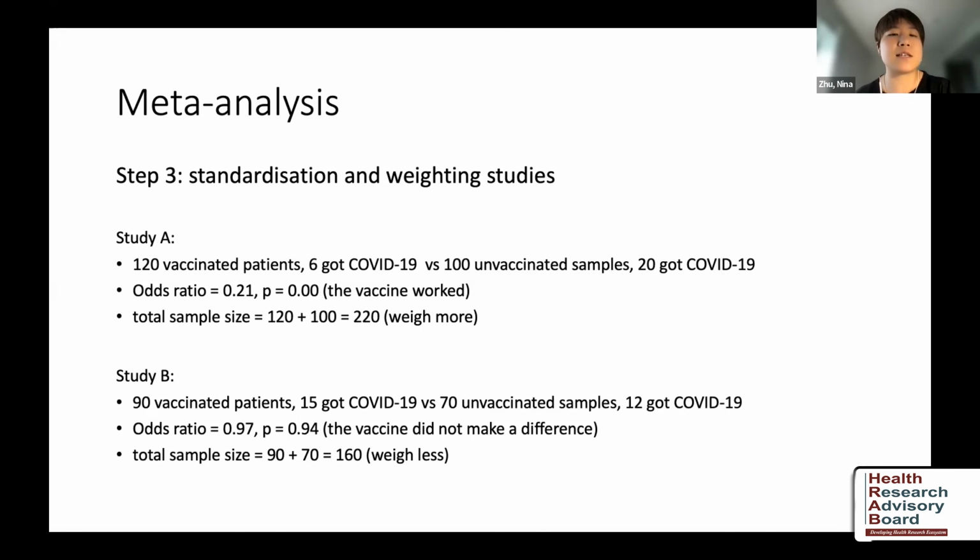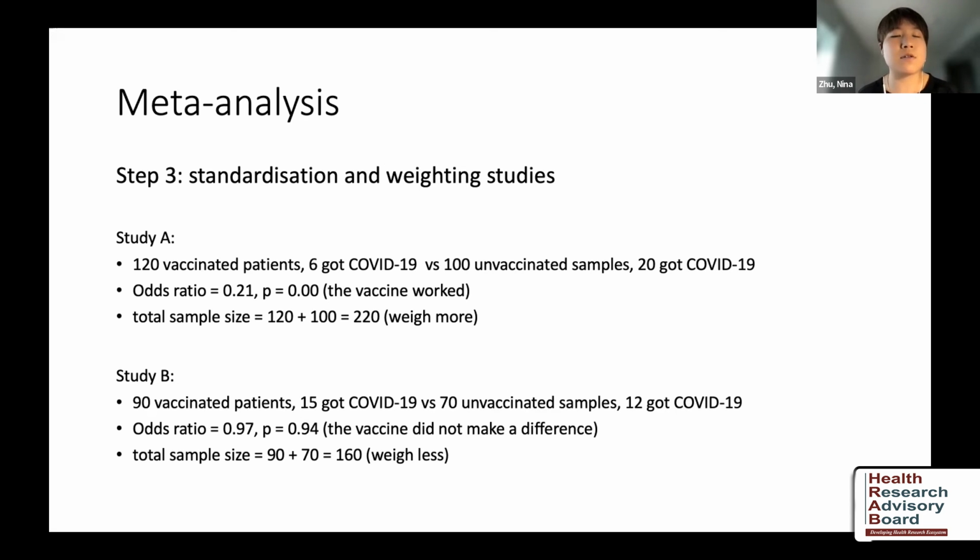So the conclusion says, and also the p-value shows some statistical significance. So the conclusion drawn from study A is the vaccine actually worked. And now let's look at study B. Study B has a smaller sample size because we have in total 160 patients, and the odds ratio has no statistical significance. So basically we can draw the conclusion that the vaccine did not make a difference.